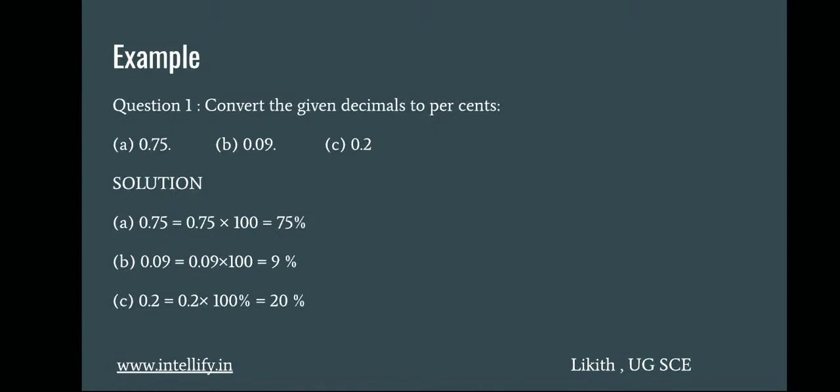The second one is 0.09. If you multiply it by 100, it's nothing but 9%. If 9 is divided by 100, it's nothing but 0.09. Keep it in mind: if you multiply 0.09 by 100, you get 9. If you divide 9 by 100, you get 0.09. The third one is 0.2. I'm just multiplying it by 100 and you get 20%.